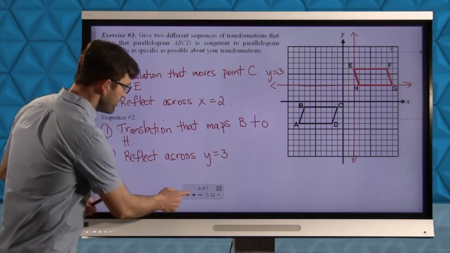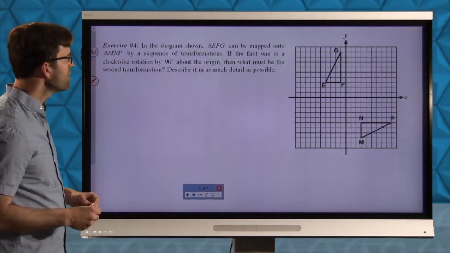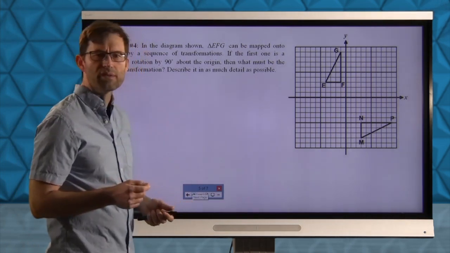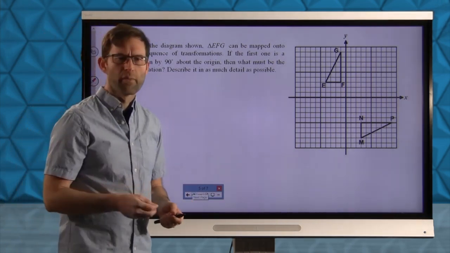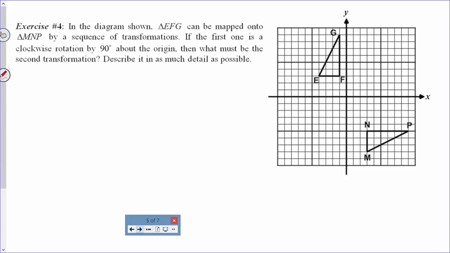All right, let's do it. Take a look at what we've got here. Another one of these kind of multiple transformation problems. Exercise number 4. In the diagram shown, triangle EFG can be mapped onto triangle MNP by a sequence of transformations. If the first one is a clockwise rotation by 90 degrees about the origin, then what must be the second transformation? Describe it in as much detail as possible.